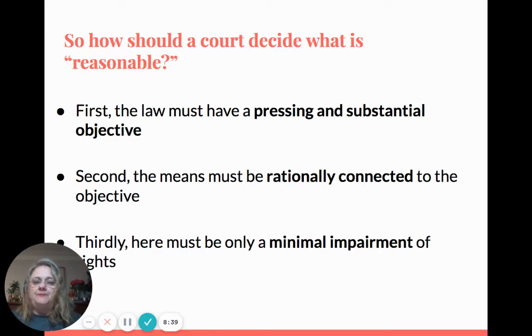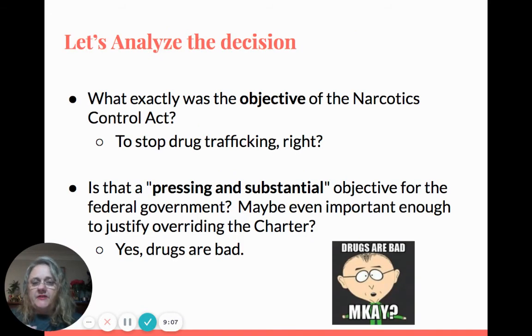And secondly, the means by which they violate your right has to be rationally connected to the objective. So you can't do a random rights violation for something that has no connection to what's actually going on. And then thirdly, if you are going to impair rights, you have to do it as minimally as possible. So you can't take away tons of rights. You have to take away the least amount of rights possible. Let's look at how this played out in the Oakes case.